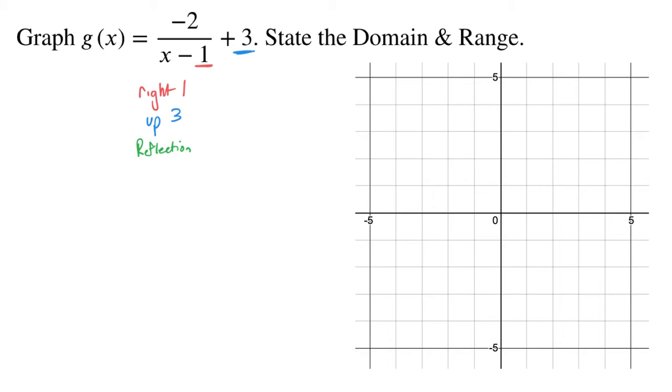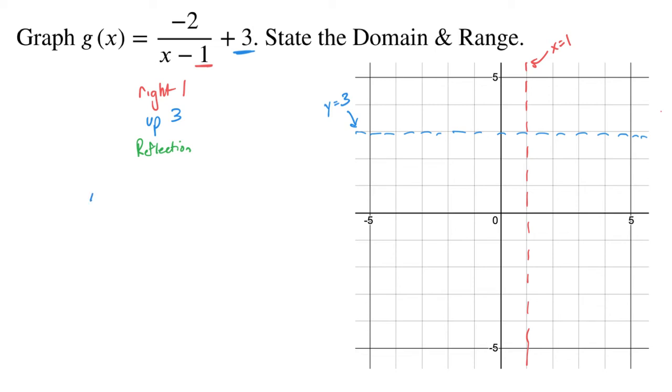Okay, but remember, my parent function would have an asymptote here and here on my 2 axes, my x-axis and my y-axis. But I moved it to the right 1 unit. So since I moved it to the right 1 unit, I now am going to have a vertical asymptote here at x equals 1. And I'm going to have a horizontal asymptote because I moved my graph up 3 units. I'm going to have a horizontal asymptote here at y equals 3. And that's the same thing as what I told you was going to happen on the last slide.